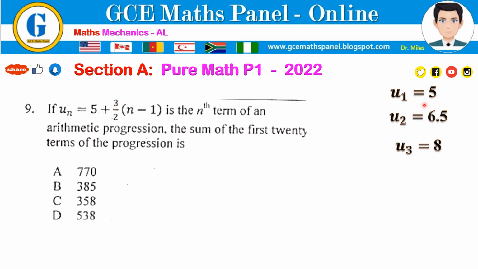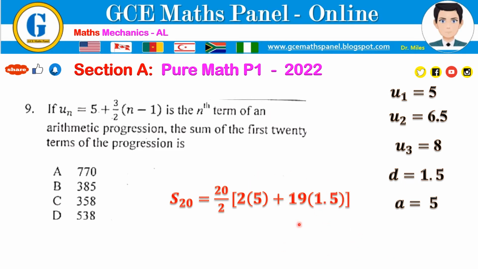From here, consider this an AP, sorry, because u2 minus u1 is the same as u3 minus u2, which gives us 1.5 as our common difference. Now, how do we get the sum of the first n terms of an AP? Sn will be equal to n over 2 into 2a plus n minus 1 d. I'm not writing the formula because this is multiple choice. It's short. We don't spend time writing the formulas. We solve directly. So this is going to be the 20 terms divided by 2, into 2 times the first term, that's 2 times 5, plus n minus 1, that's 20 minus 1, which is 19, times the common difference of 1.5. Simplifying this gives us 385.